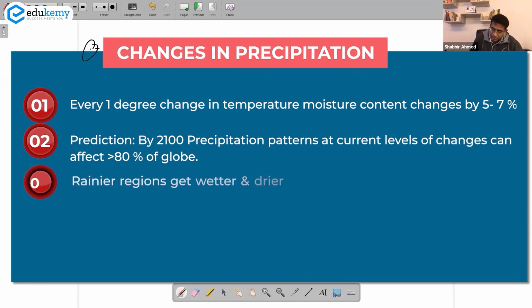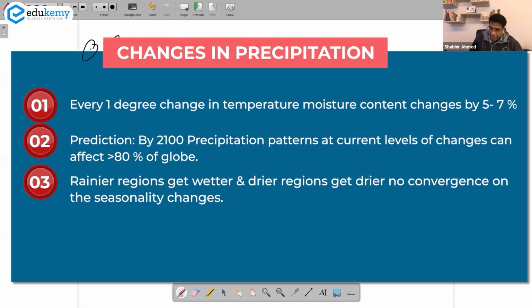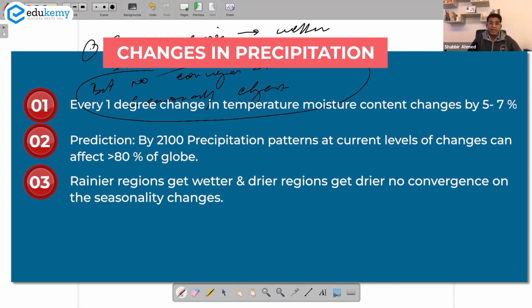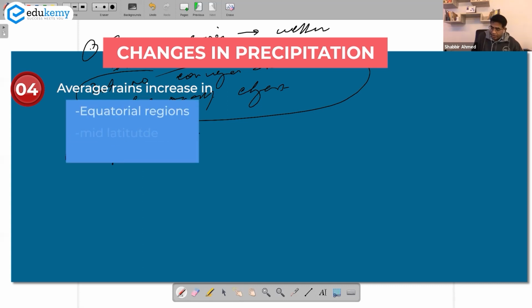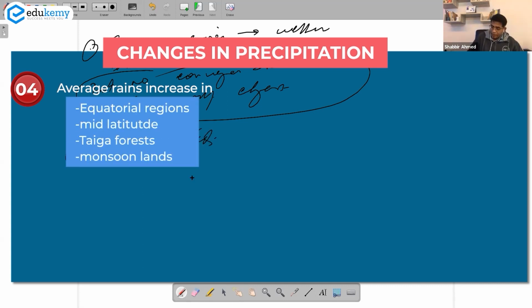The next one is, prediction says that rainier regions will get wetter and drier regions will get drier. But there is no convergence on the seasonality changes. If you look at seasons में कि कौन से season में क्या change होगा, that we are not very sure about. But in general, the prediction is the rainier regions will become wetter and the drier regions will become drier.